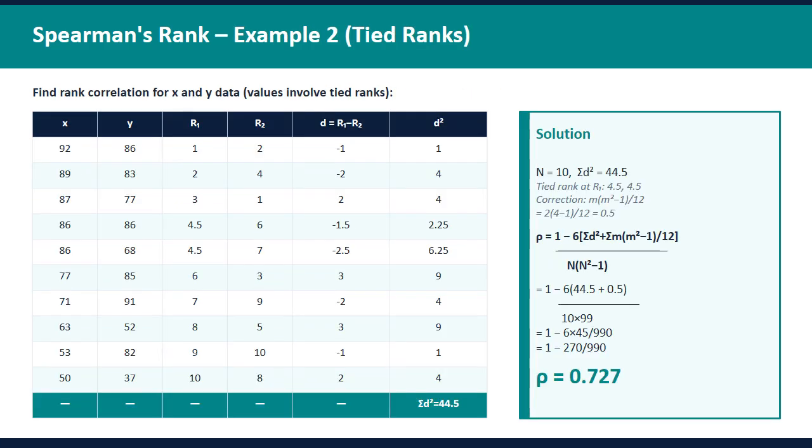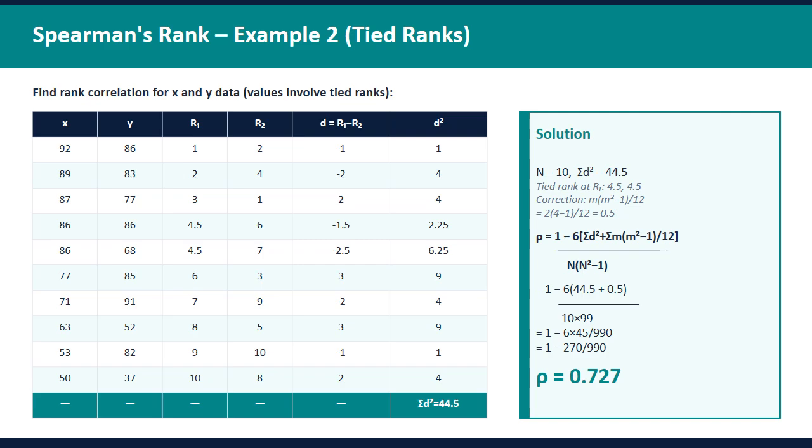Now let us see another example, that is tied ranks. That is when two values have the same rank. In this question also, a set of x values and a set of y values is given. Totally 10 x values and 10 y values are given, so the value of n is equal to 10. Our next step is to allot ranks for x, which is denoted here as R1, and ranks for y, which is denoted here as R2.